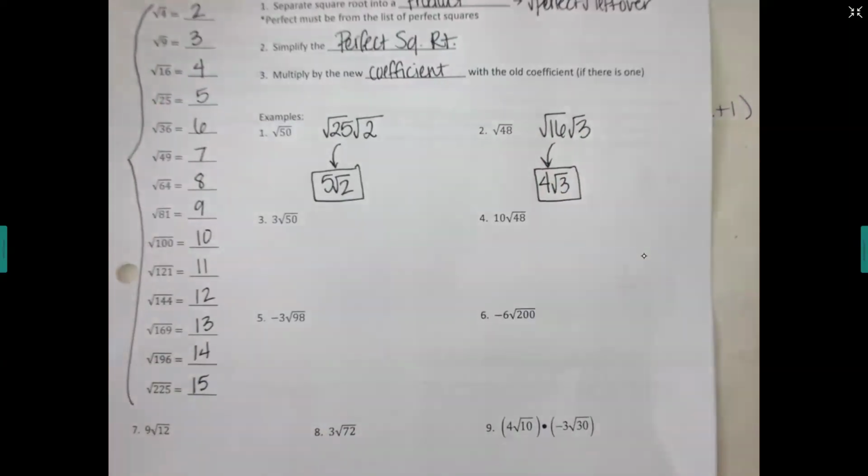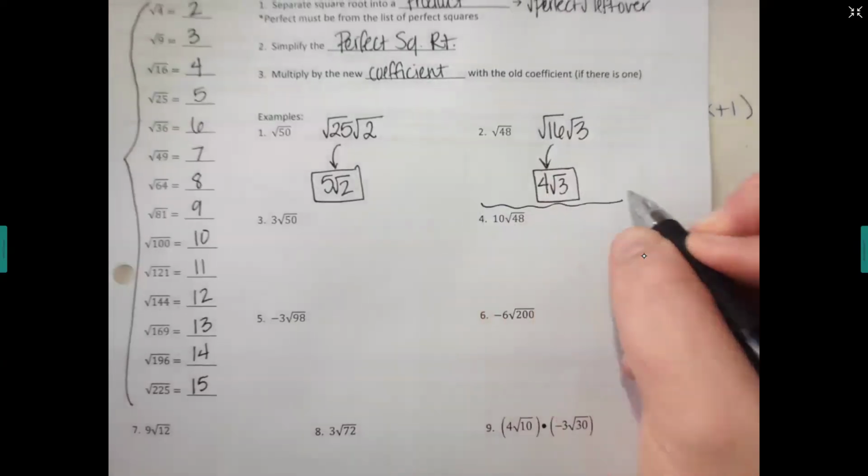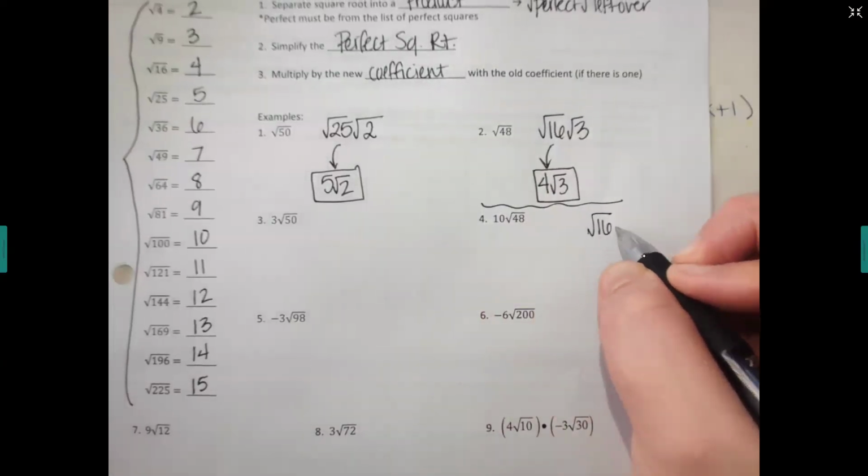Now, if you take a look at the question right below that, do you see that it's still a 48? But this time there's a 10 in front. So let's talk about how you would do that same question if there's already a number in front. Here's what you do. Your 48 would still split into a 16 and a 3. But remember, now there's a 10 in front. I would still square root the 16 because it's perfect.